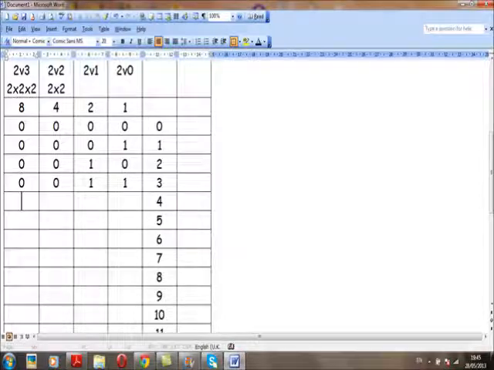I'm just going to go to the next one, 4. What is 4? Just here, yeah? And let's do one more properly. 5. 1, 0, 1, yeah? Because we've got a 4 and a 1, yeah? So that gives us 5. And then we're going to just stick a 0 here as a buffer.